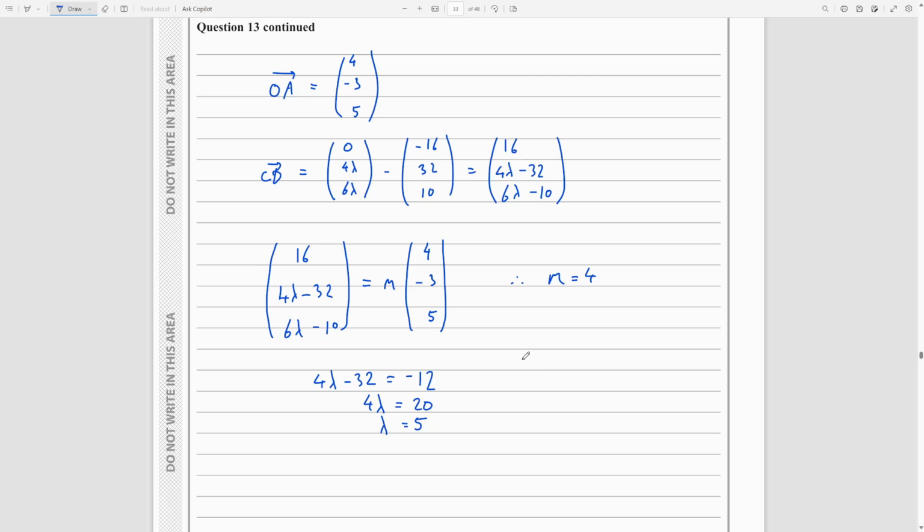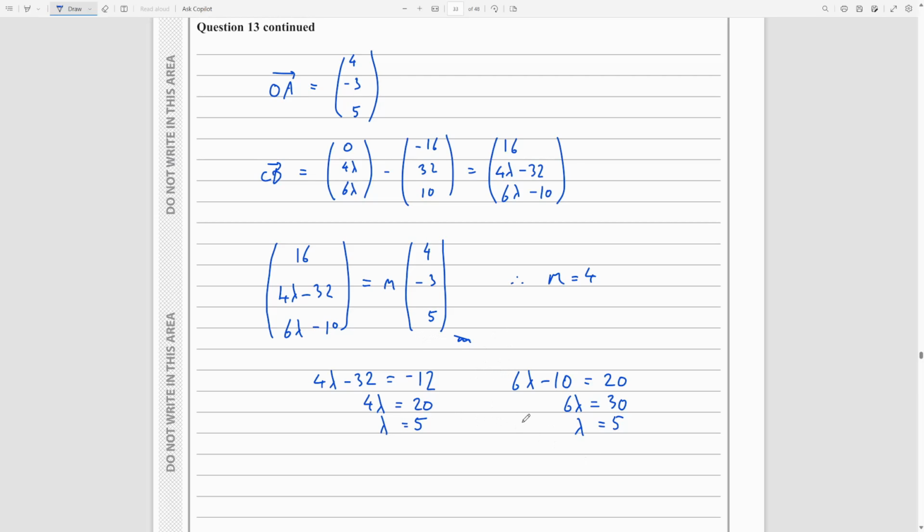Let's just check that works for the K coordinate as well. We would also have that 6 lambda minus 10 equals M, which is 4 times 5, which is 20. That would mean that 6 lambda is 30, dividing through by 6. Okay, good. If we hadn't got the same answer, it would have meant that we must have made a mistake, basically.